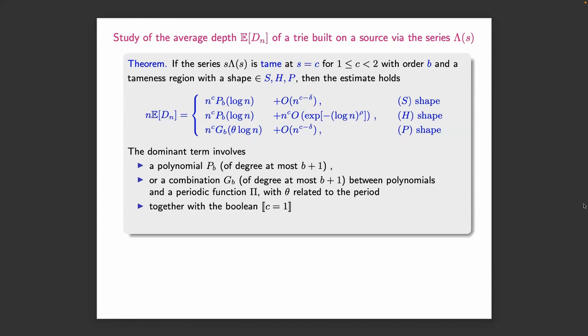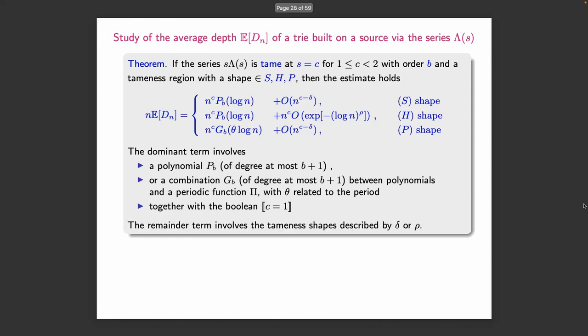First, I must say about this theorem that it is not really new, but it gathers facts which are more or less well known, but which are not explicitly said. Okay, so I give more detail after. So the dominant term depends on C and B, because you see, for instance, PB or GB are polynomials or a combination between polynomials and a periodic function. And the degree is at most B plus one. Okay, here we have some theta, which is related to the period because we are in the periodic shape. And also the Boolean C equal one intervenes because of the role of the gamma function in the analysis.